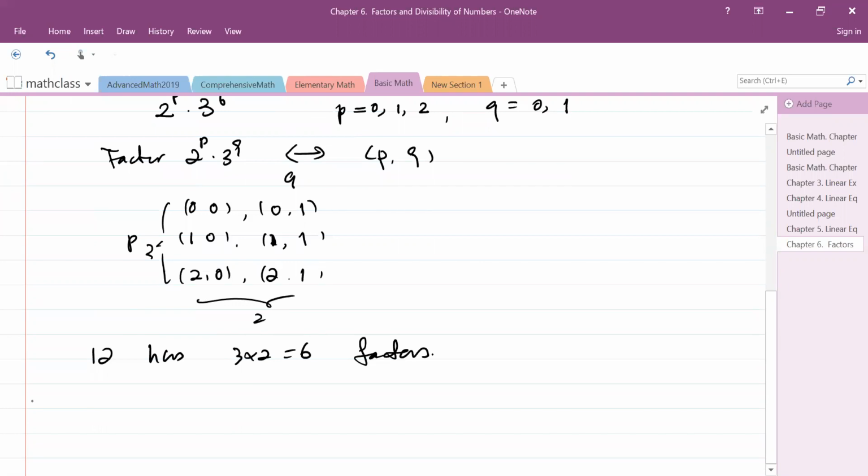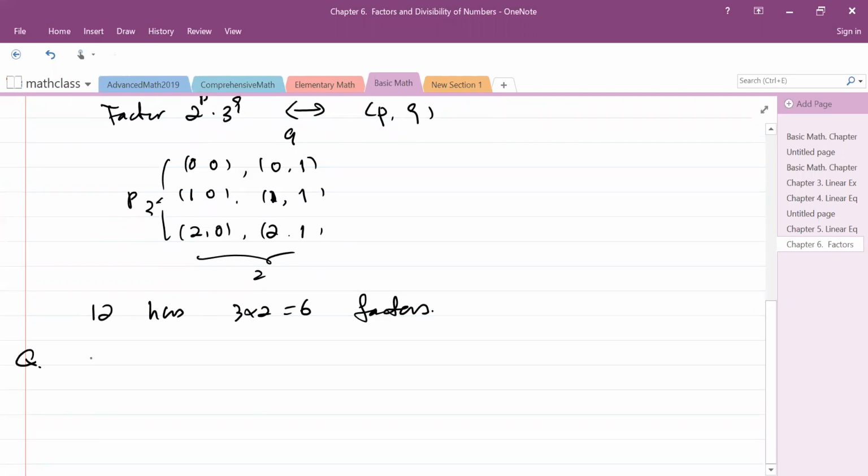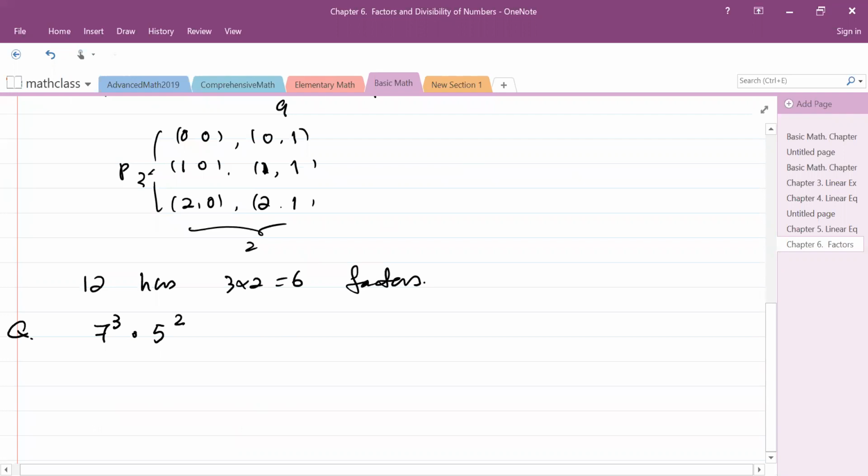Okay. So we can also look at the next problem. For example, some number which is going to be 7 cubed times, let's say, 5 squared. This number is pretty large if you multiply this out. Only the prime factorization is given. How many factors does this number have?